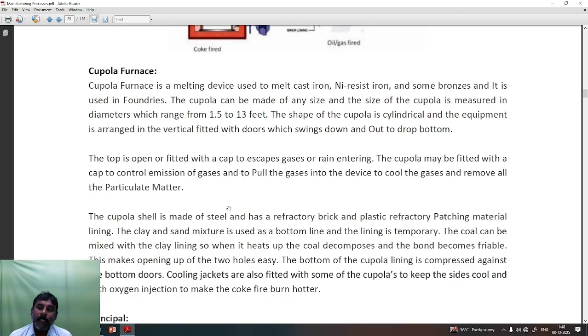The cupola may be fitted with a cap to control the emission of gases and to pull the gas into a device to cool the gases and remove all the particulate matter. The cupola shell is made of steel and has a refractory brick and plastic refractory lining. The clay and sand mixture is used as a bottom lining, and coal can be mixed with the clay lining. When it heats up, the coal burns out, the bond becomes friable, and this makes opening up the tap holes easy.